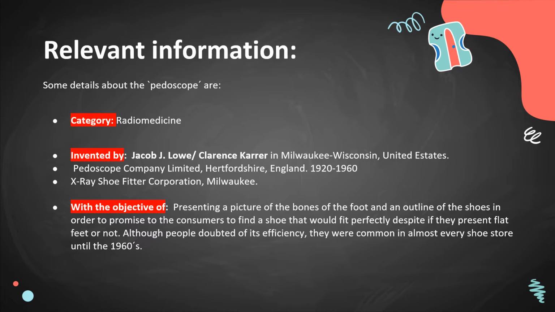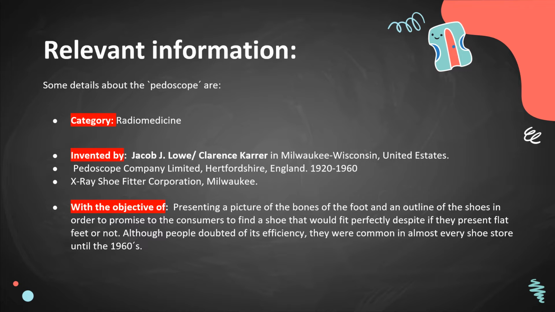It was invented by Jacob G. Lowe and Clarence Carrier in Milwaukee, Wisconsin, United States. However, the main corporations which produced and distributed it were the Pedoscope Company Limited in Hertfordshire, England, from the late 1920s until 1960, and the other company was X-Ray Shoe Fitter Corporation in Milwaukee. They were more commonly used in European and North American shoe shops.